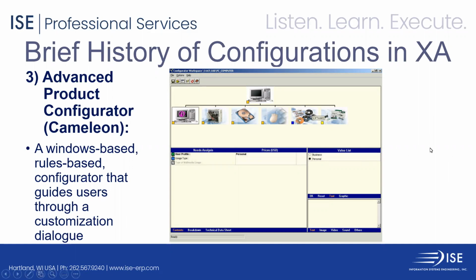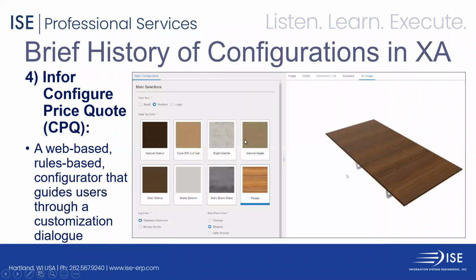And now we have CPQ. Speaking of which, you now have Infor Configure Price Quote, or CPQ, and it is web-based. So you remember KBC was green screen-based, Chameleon or APC was Windows-based. So CPQ is web-based and rules-based, of course. And it's a rules-based configurator that, again, guides users through a customization dialog.